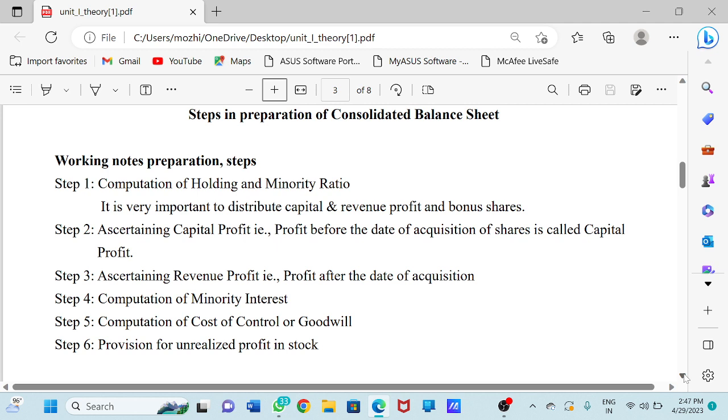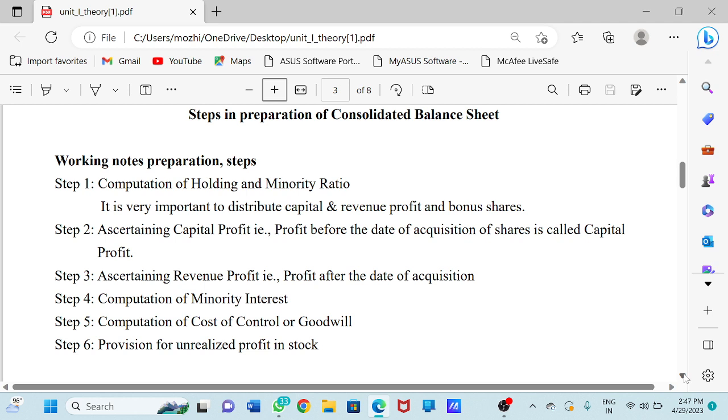First, we need to identify the holding and minority ratio. It is nothing but how much shares have been acquired by the holding company and how much of the remaining shares is moving to the general public. This ratio is very important because based on this ratio only we will ascertain the profits, allocate the capital and revenue, and even the minority. All other workings will be done based on these holding and minority ratios only. So we should be very careful in finding out the ratios of holding and minority.